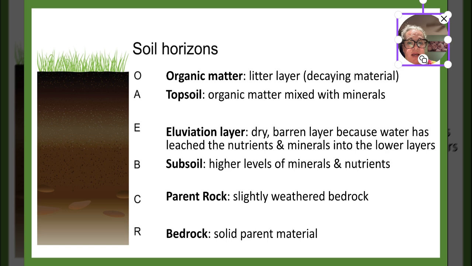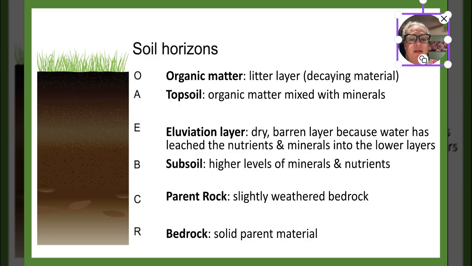Not every soil is going to have the same proportions of these horizons, but they should have some of this. Obviously, deserts are going to have a lot less organic material. Rainforests are going to have a lot of organic material. So O is the top layer. This is where plants are going to be growing, and they grow into that organic matter, but they also die and create that organic matter. And then right below that would be topsoil, organic matter that's mixed with minerals.